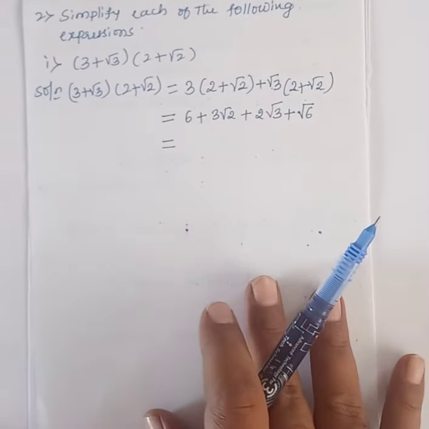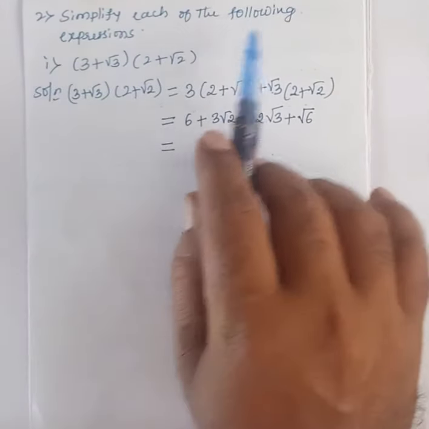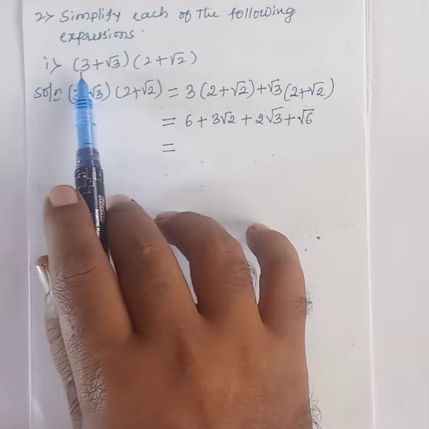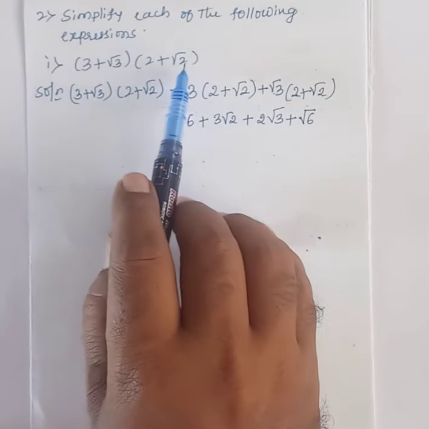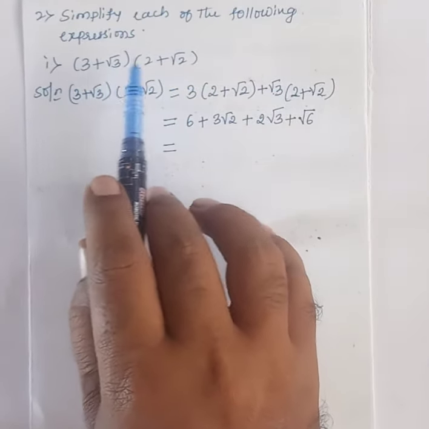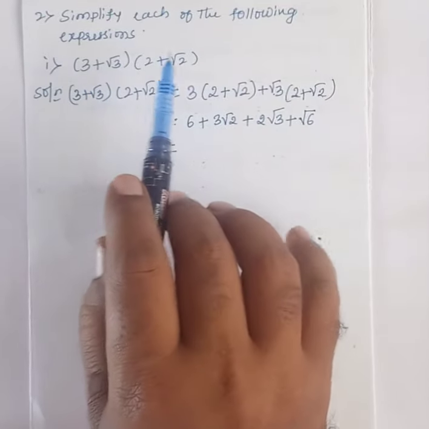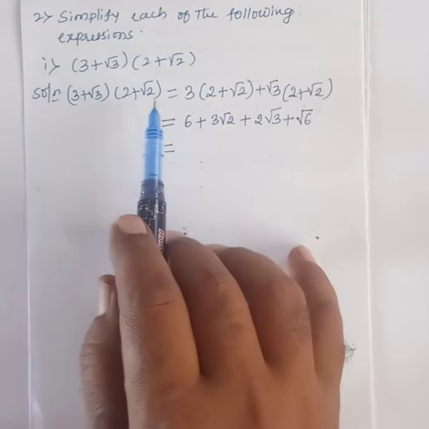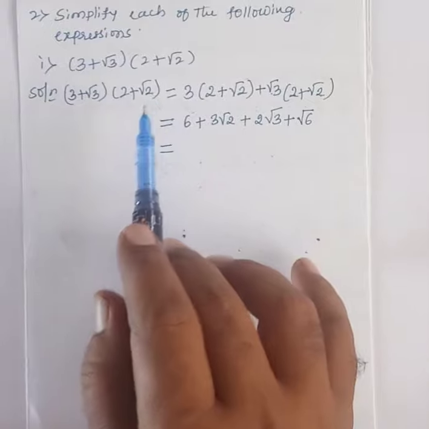Now I am going to discuss second main. First question, second main is simplify each of the following expressions. See, 3 plus root 3 into 2 plus root 2. Multiplication of binomial by binomial because here also two terms, here also two terms. Already you know how to multiply, you learnt in your previous class.